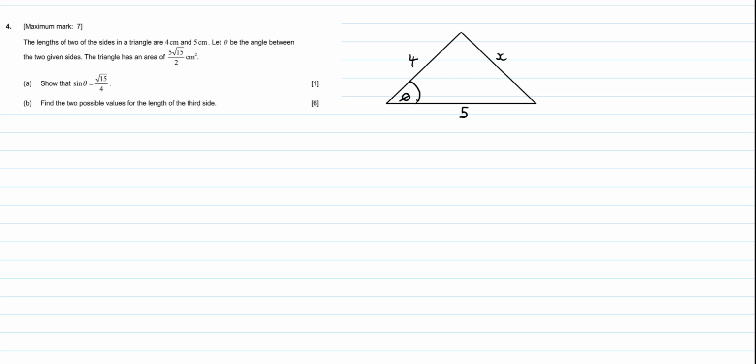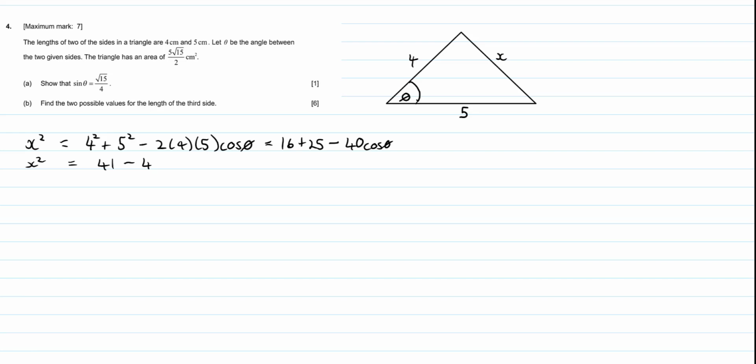So if we've got our two sides and an angle, we can use the cosine rule to find out the third side. So for this one, we're going to have x squared is going to be equal to 4 squared plus 5 squared minus 2 times 4 times 5 times cos theta, and that is equal to 16 plus 25 minus, well, 2 times 4 times 5 is 40, so minus 40 cos theta. So x squared is equal to 41 minus 40 cos theta.